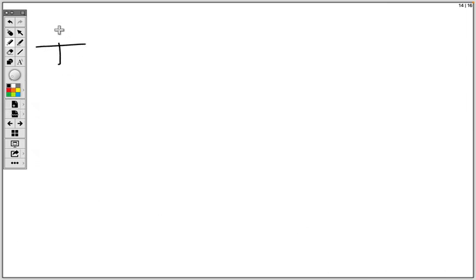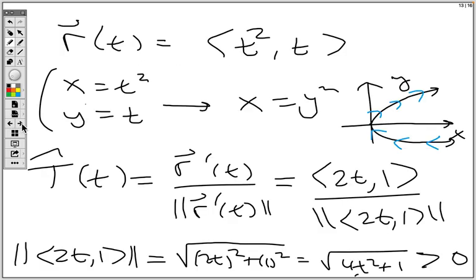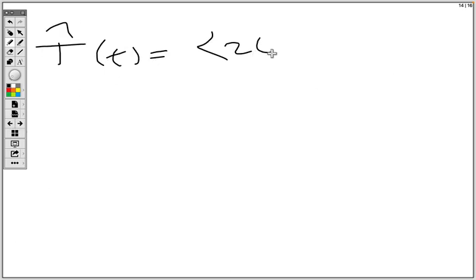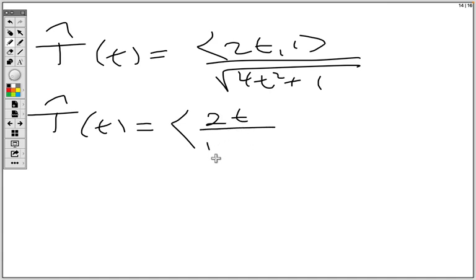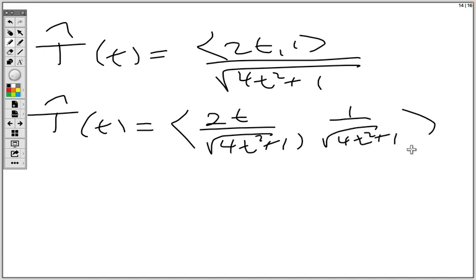So here's our t hat of t. It would be 2t comma 1 over the square root of 4t squared plus 1. And once again, how do you divide a vector-valued function by a scalar function? The same way you divide by any real number. You divide each component. Okay?